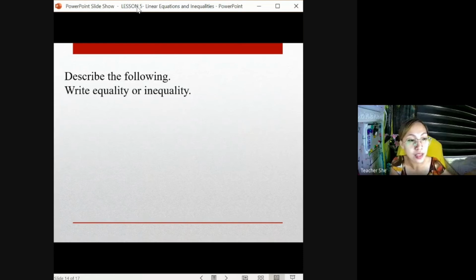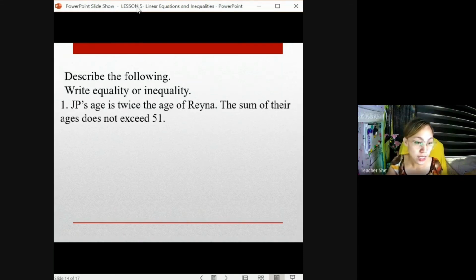Now, let us describe the following if it is equality or inequality. Just write or identify the sentence if it is equality or inequality. So, look for the keywords. Number 1, JP's age is twice the age of Reina. The sum of their ages does not exceed 51. So, the correct answer is inequality.